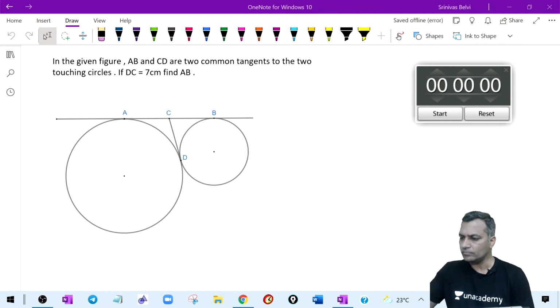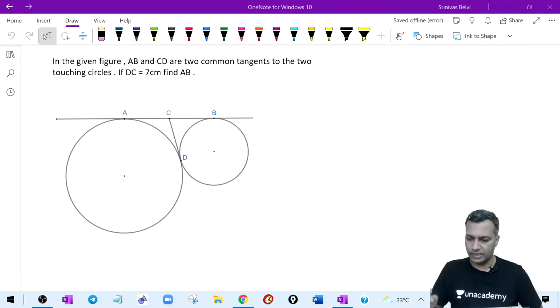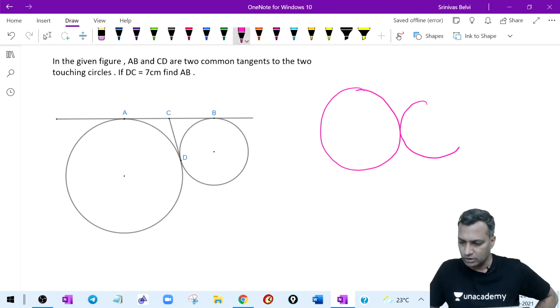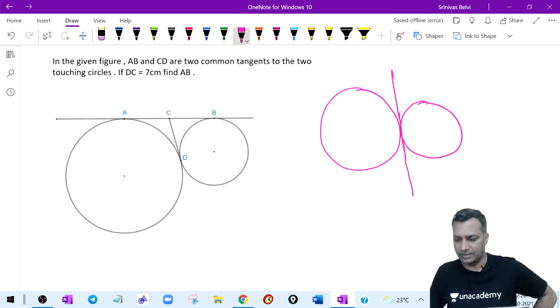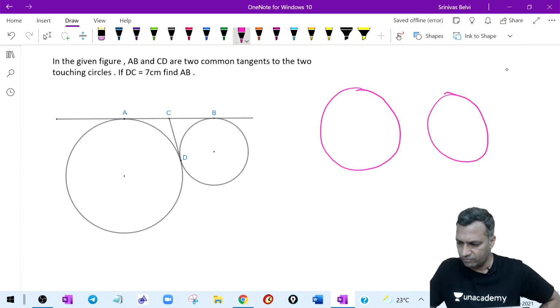Very good. I was talking about the tangent here. If there are two circles, this is called the transverse common tangent. You may ask, sir, why do the circles need to be like this? They need not be, so this can also be fine. This is called the transverse common tangent.